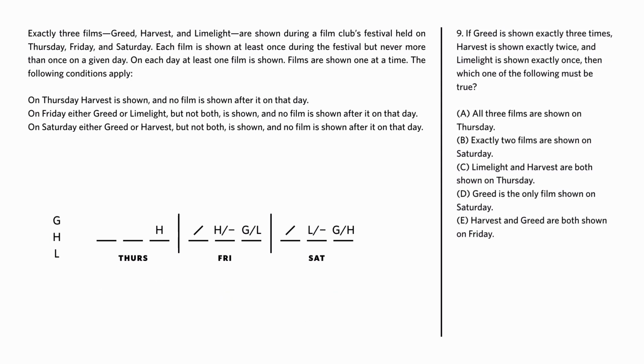Here's question number 9. If G is shown 3 times, we know it has to be shown on the final slot on Friday, the final slot on Saturday, as well as sometime on Thursday. If H is shown twice, it must have been shown on Friday, because we know it was already shown on Thursday and can't be shown on Saturday. If L is shown exactly once, we still have positions for it to be shown either on Thursday or on Saturday. With all those inferences made, A through D do not have to be true, but E must be, and so E is the correct answer.